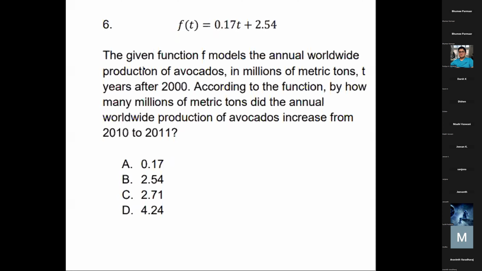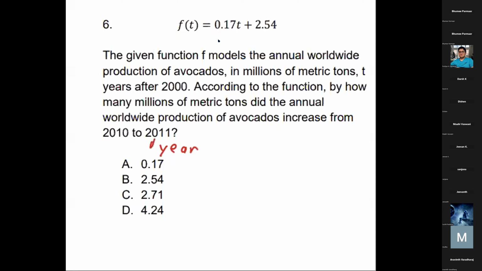Okay, so for question 6, we're given a function which models the worldwide production of avocados after 2000. By how many millions of metric tons did the worldwide production of avocados increase from 2010 to 2011? So the difference between 2010 and 2011 is 1 year.